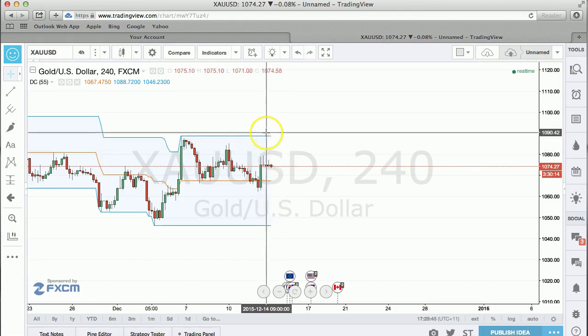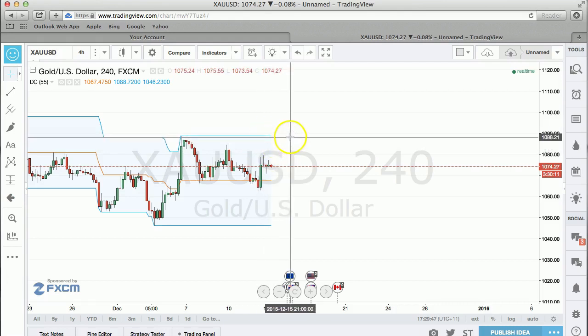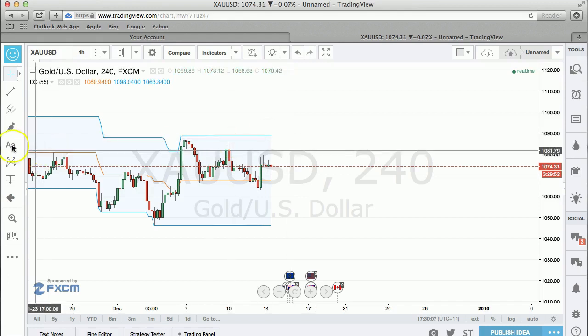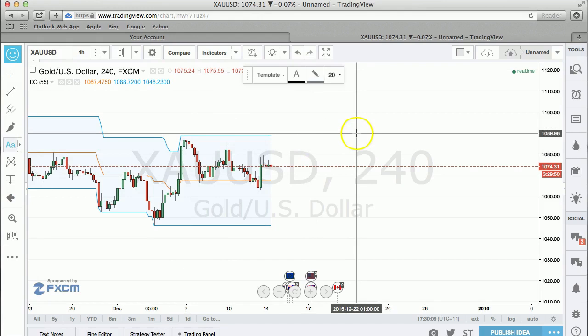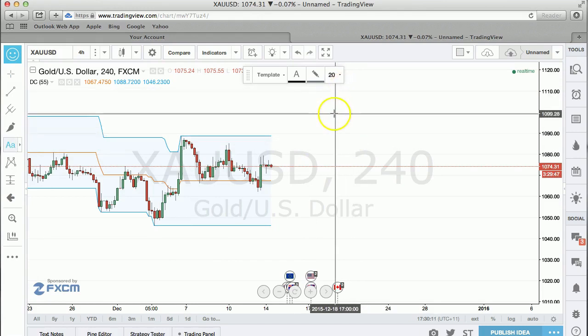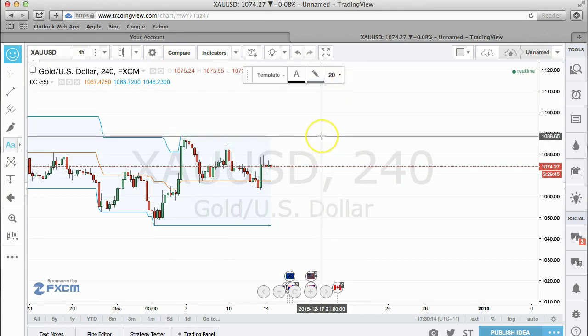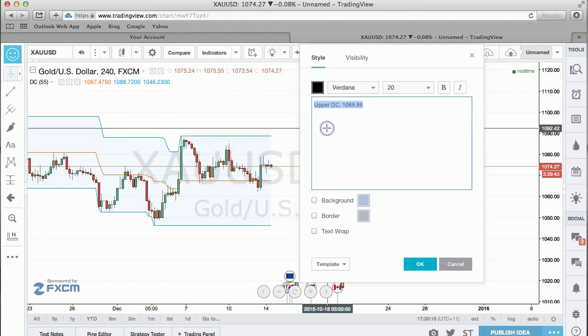Here's the upper Donchian channel right here. I'm going to align my cursor with it. I'm going to see that the upper Donchian channel is at 1088.65. And what I'm going to do is set my upper Donchian channel indication or alert at 1088.75. Remember, 1 pip above the upper Donchian channel. So 1088.75.